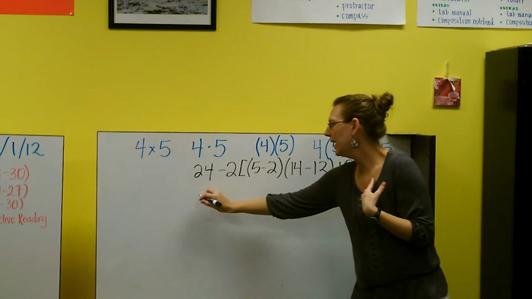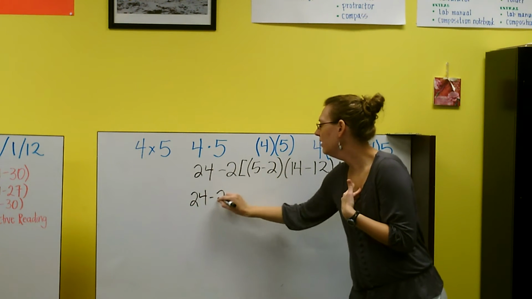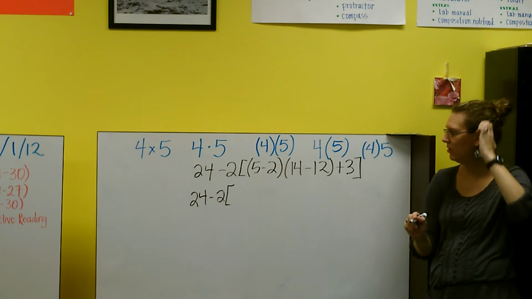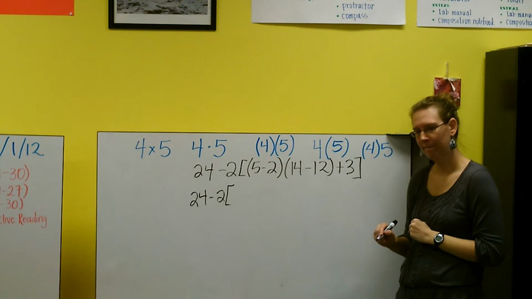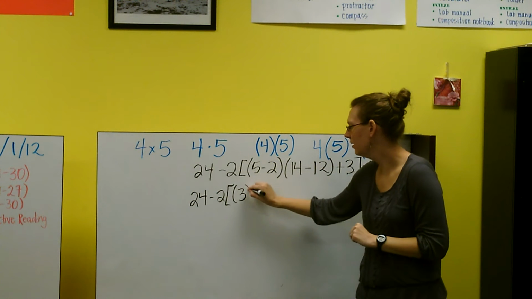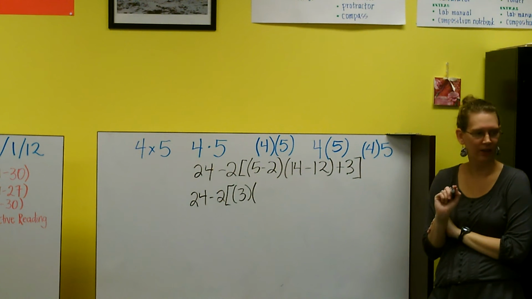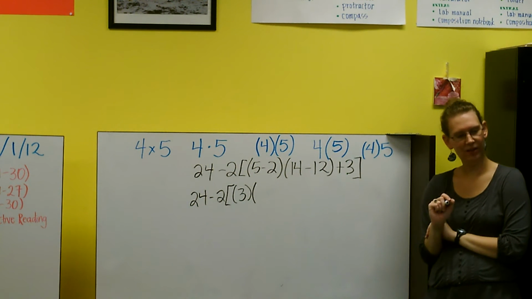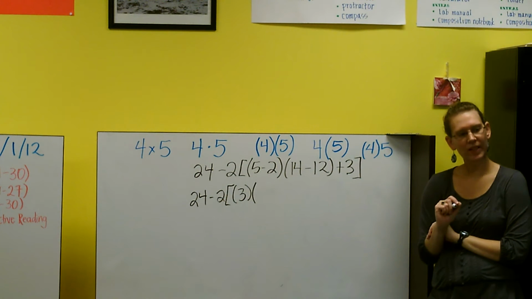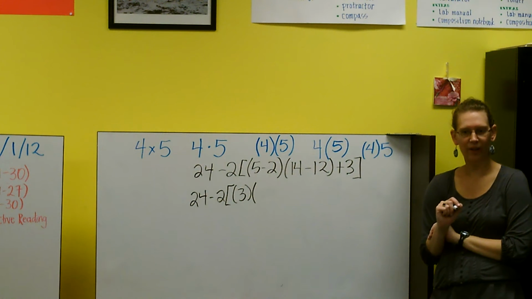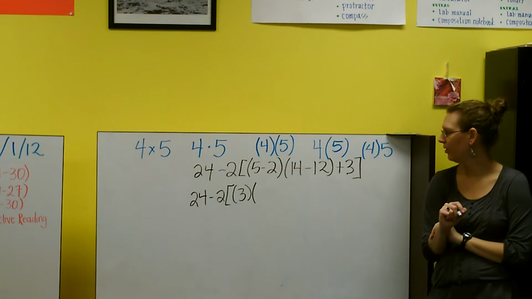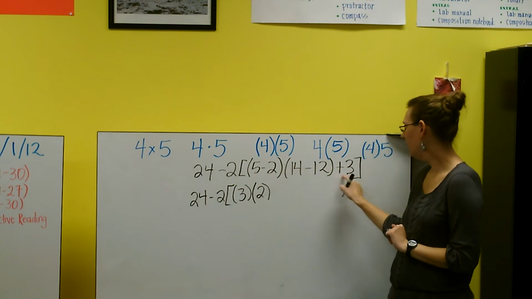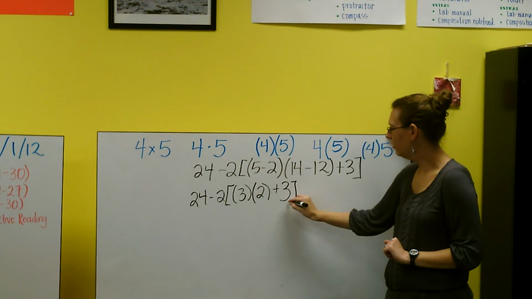So anything outside the brackets, we can just write 24 minus 2 bracket. Now let's try and take care of some of the stuff inside the bracket. So 5 minus 2 is 3. So let's leave our 3 in parentheses. Mika, what's next? What is next? We said we're always going to take care of parentheses first. So she took care of our first set of parentheses. What should you do? Okay, 2. Right? Next set of parentheses. And then we've got the plus 3 and close our bracket.